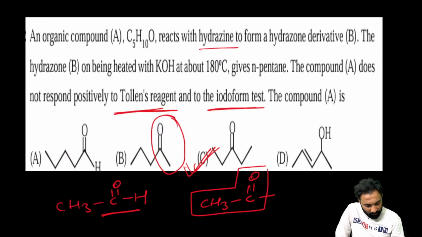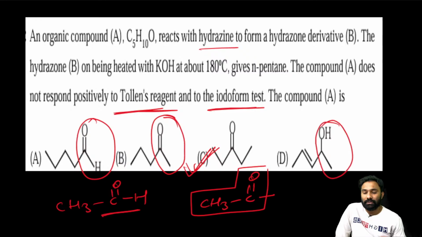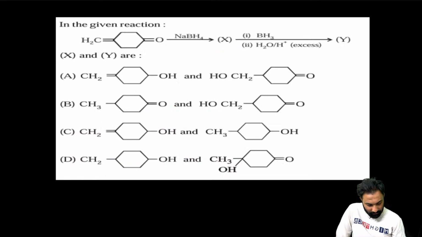B will show the iodoform. Here it will show the tolerance. Here it will show the iodoform and the tolerance. Here it will show the iodoform. Right? The answer is right.